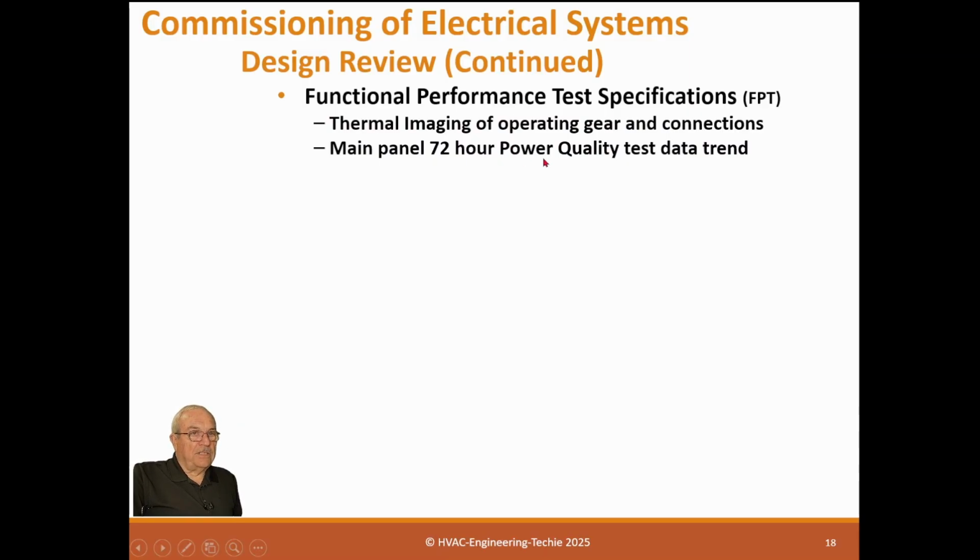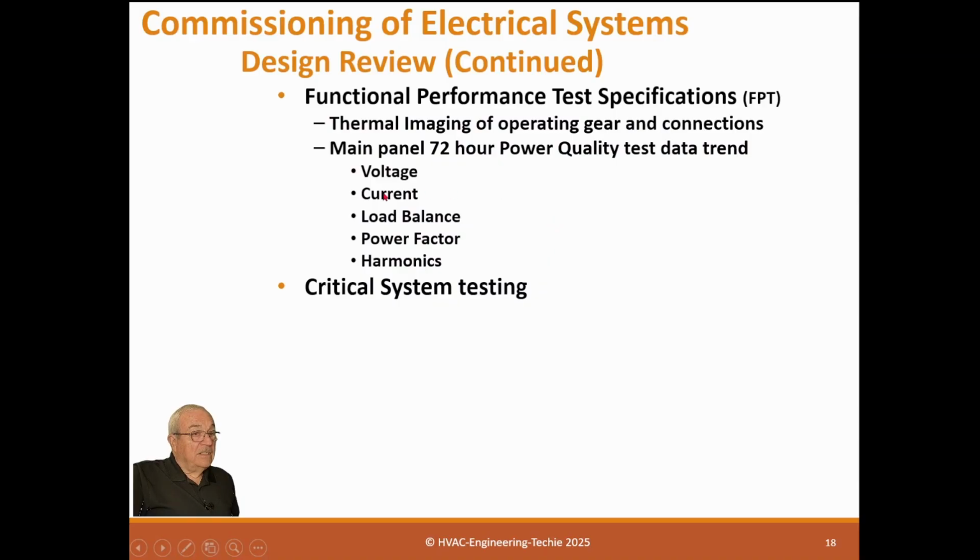So, main panel 72-hour power quality test needs to be done when it's occupied under normal load. And you're looking for voltage, current, load balance, power factor, harmonics. So you're looking at all that quality, which will come off a power quality meter. And 72 hours is a reasonable time period for that.